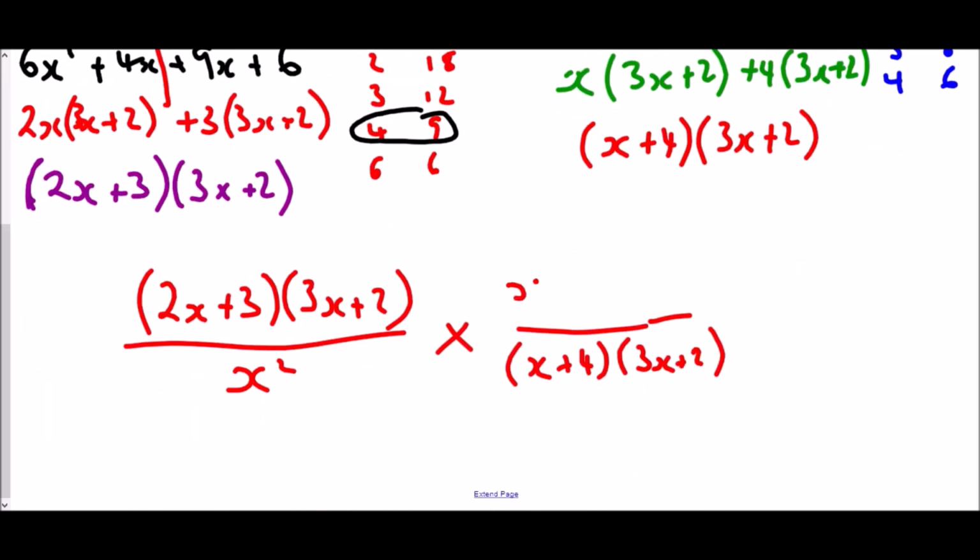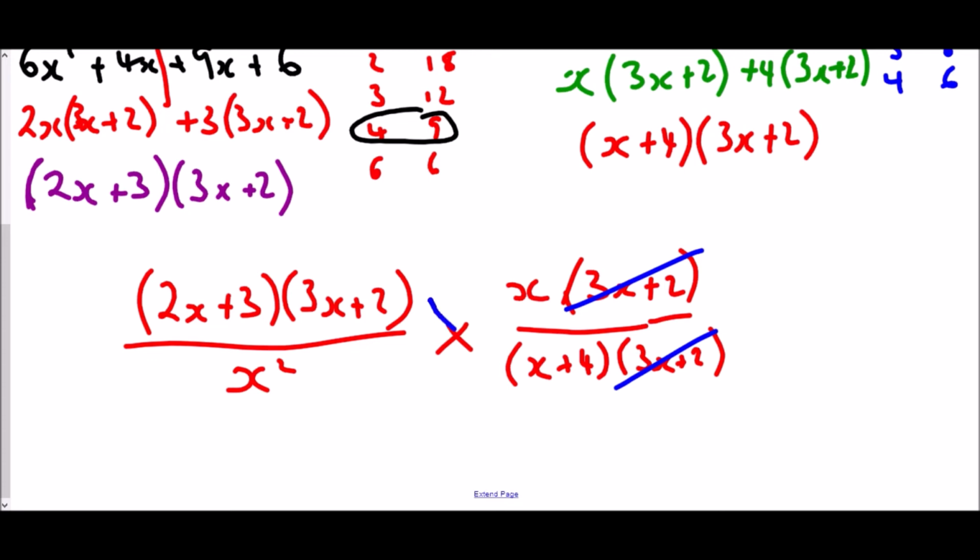So x brackets 3x plus 2. And so, let's have a look. Can we cancel anything out? Well, actually, straight away, this second fraction has 3x plus 2 on the top and bottom, so we can cancel that out straight away. Then we want to look to see if we've got common factors anywhere else.